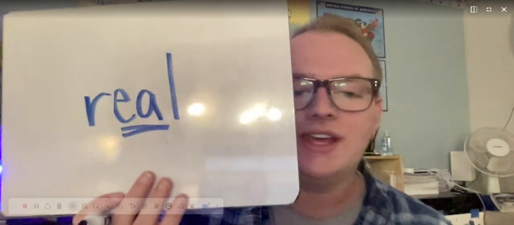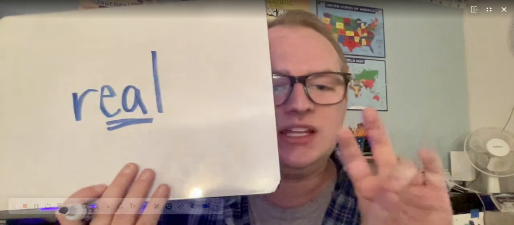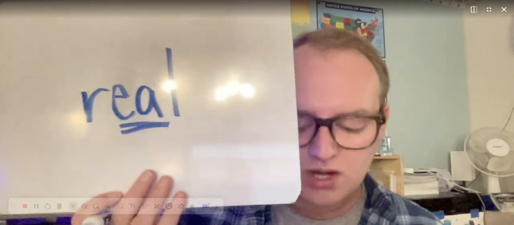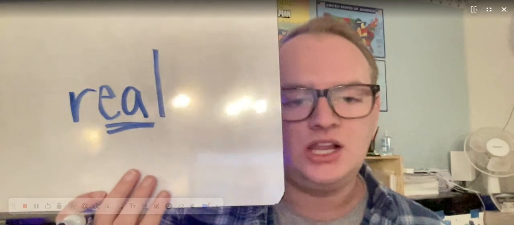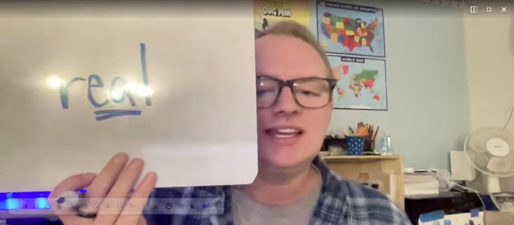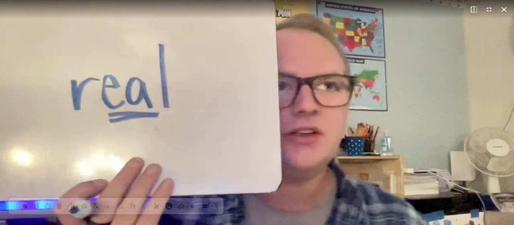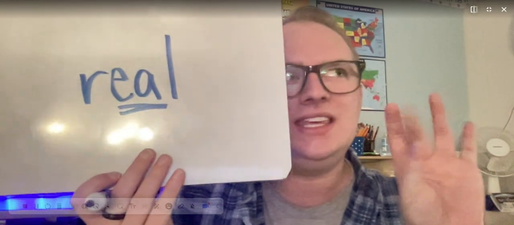This word is real. If we tap it, it's real. Good. Now, what if I wanted to change real to teal? Teal. Where's that new sound coming from? Teal. Teal. See, I hear it at that beginning sound, so I'm going to erase the R.